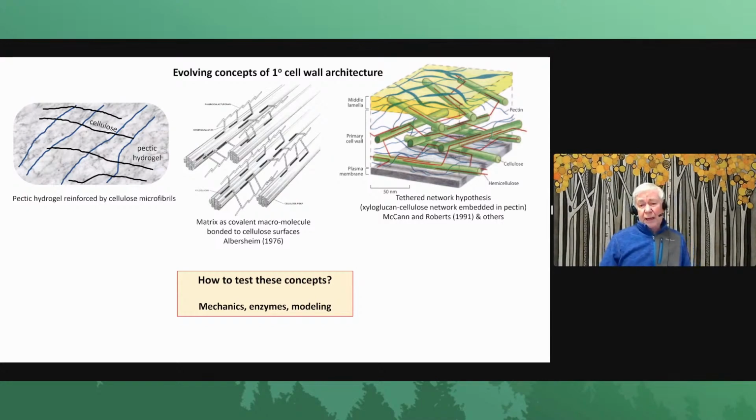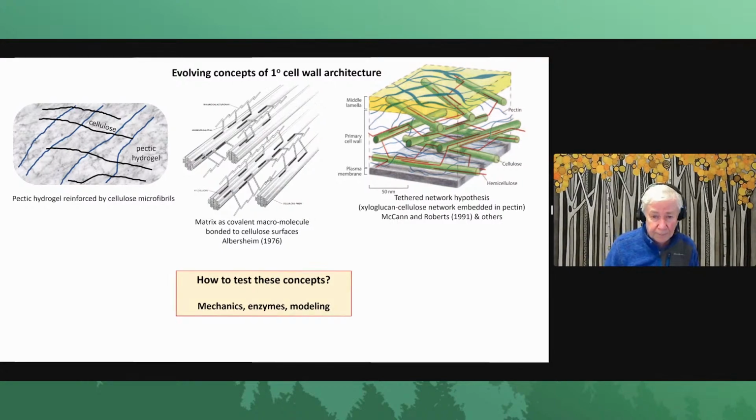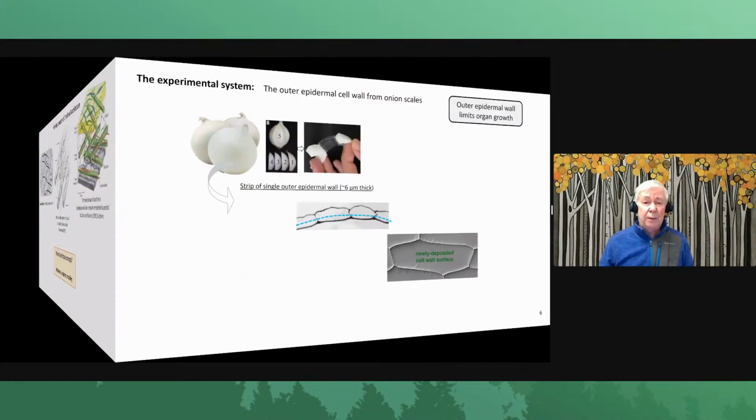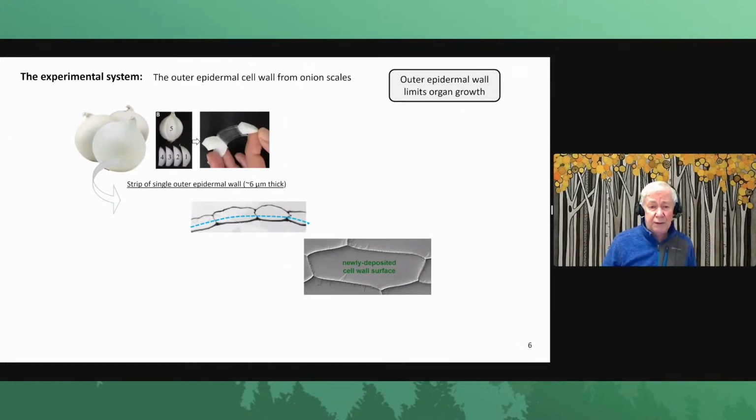So the question is, how do we test these concepts? And I want to show you some of our attempts to test these using mechanics and enzymes and modeling. The system that I'll be focusing on today is the onion epidermal cell wall. And I'll remind you also that the outer epidermal wall of growing tissues limits organ growth. So it's an important wall.